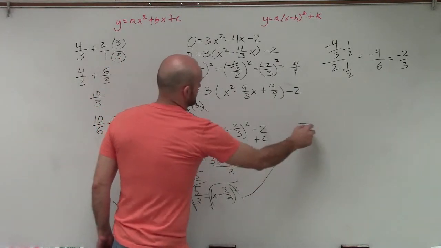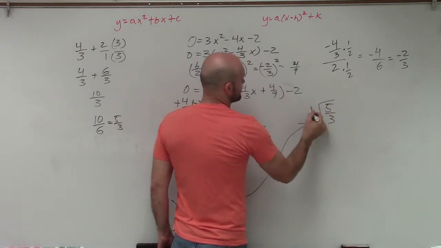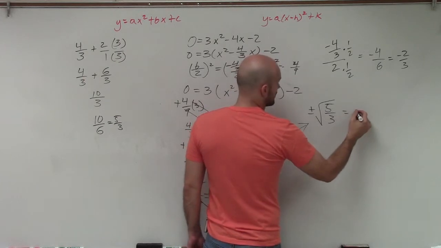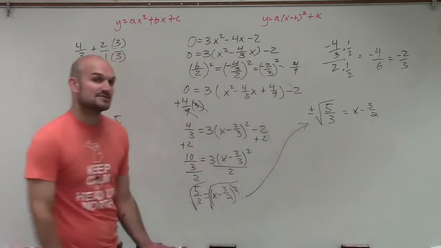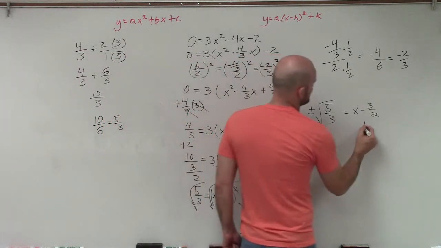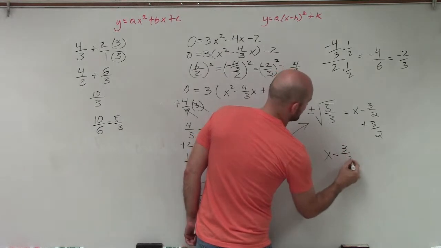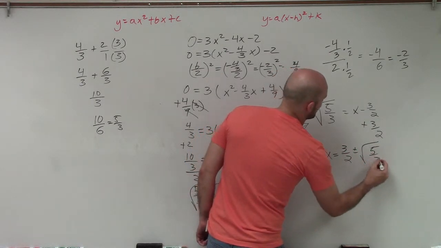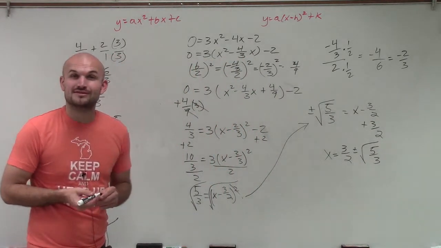And I'm going to continue my work over here. So therefore, I have the square root of 5 over 3, make sure it's plus or minus, is equal to x minus 2/3. Then, to solve for my x, I'll add my 2/3. So therefore, my final answer is x equals 2/3 plus or minus the square root of 5/3. So there you go, ladies and gentlemen. That is how you solve by completing the square. Thanks.